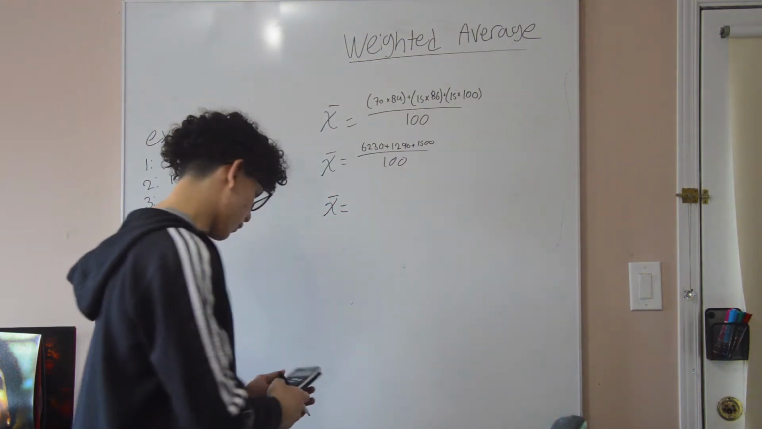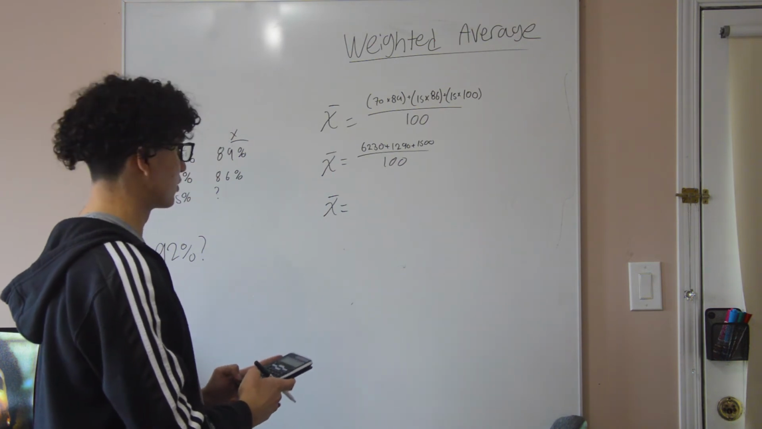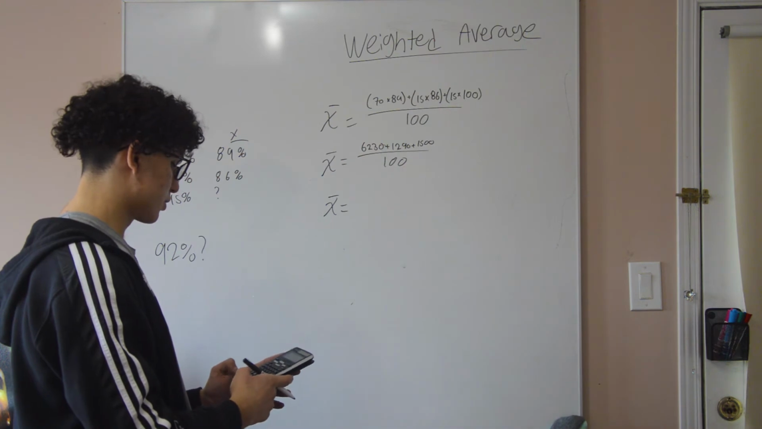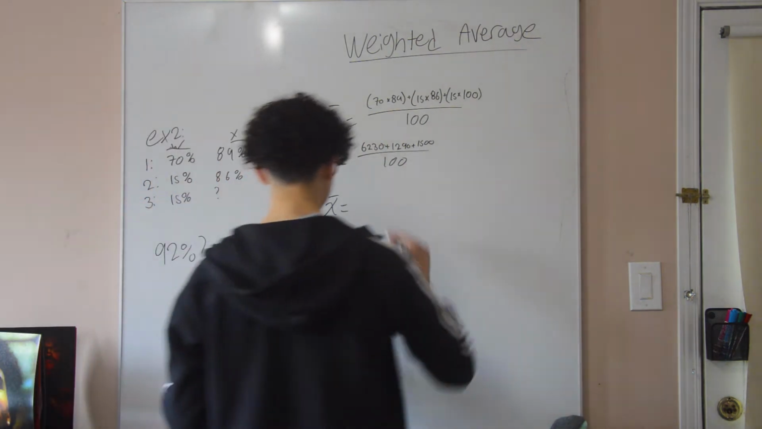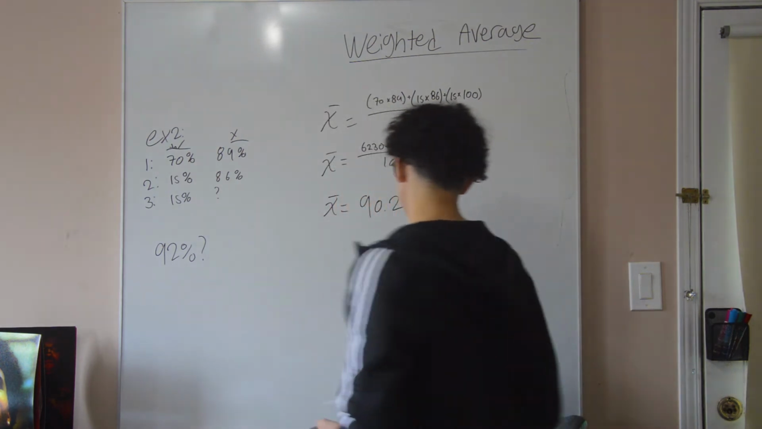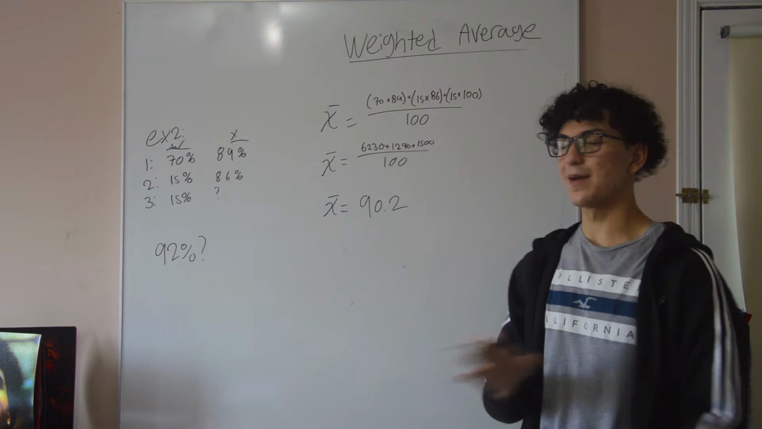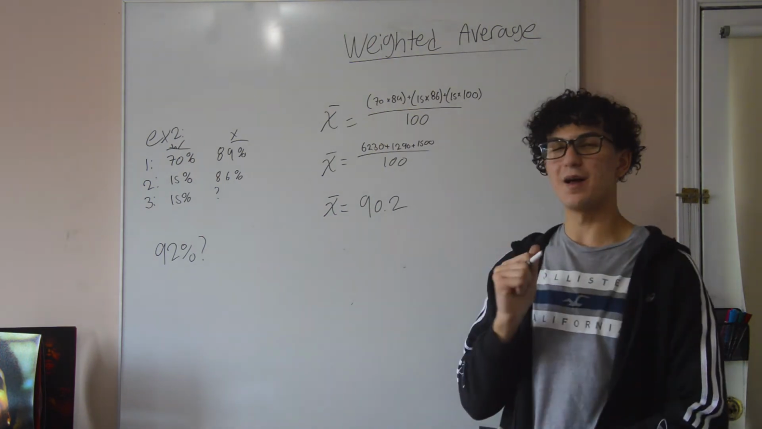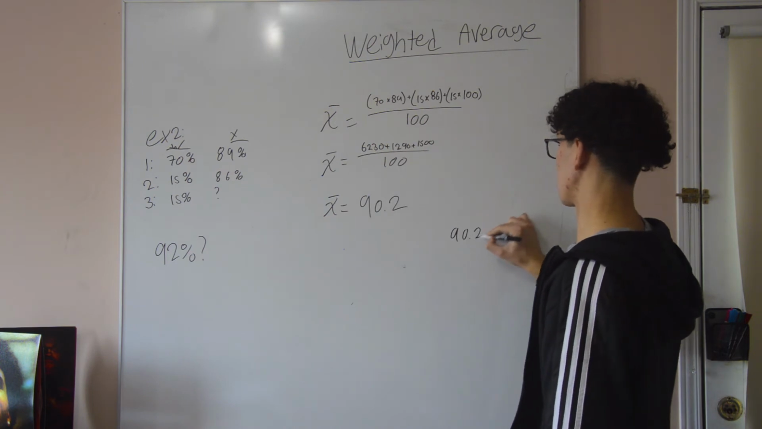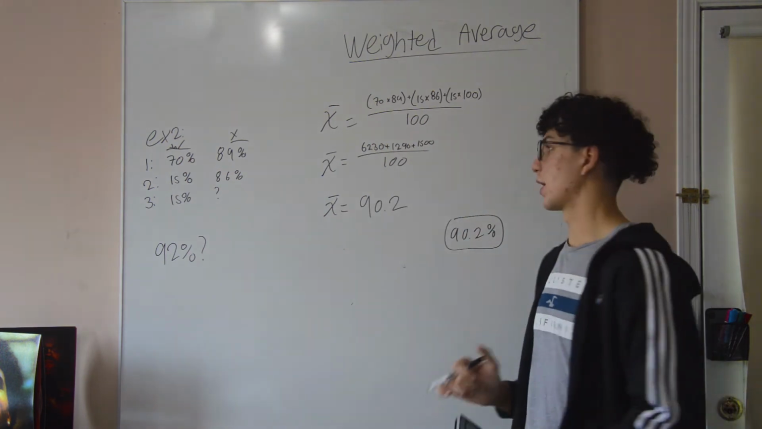So x bar equals 1,290 plus 6,230 plus 1,500 divided by 100. We get 90.2. So this tells us that if I ace this exam, I can finish my whole course with a 90.2% final grade.